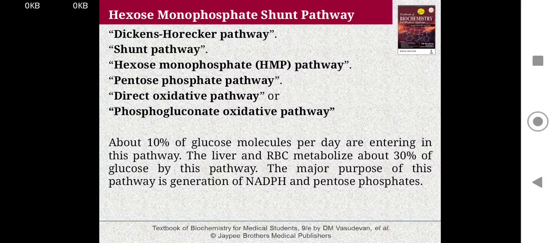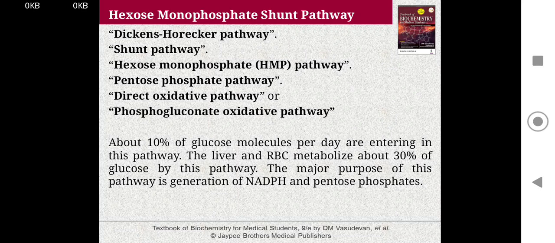Hello, good morning students. In the last lecture we discussed glycogen catabolism and anabolism, in which we discussed glycogen degradation and glycogen synthesis as well as their regulation. In today's lecture we will discuss the HMP pathway, its clinical significance and its related disorders.